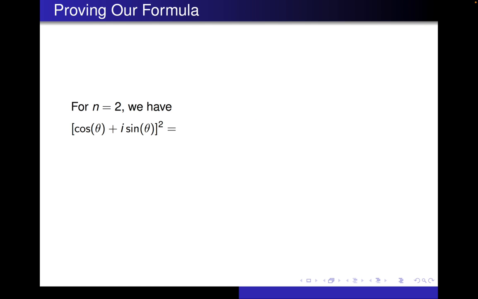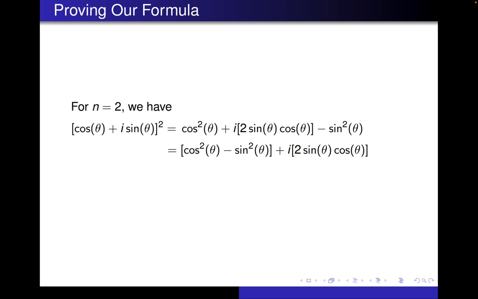Now for n equals 2, we're going to square that. And we just go through the normal process that we do for squaring. We square the cosine, we square the i times sine, and remember, when we square that i times sine, i squared is -1, so that's going to give us minus sine squared theta. And then when we do our outer and inner product, we're going to end up with i times the quantity 2 sine theta cosine theta. And then we're going to collect the real parts together and the imaginary parts together and get cosine squared theta minus sine squared theta plus i times 2 sine theta cosine theta.